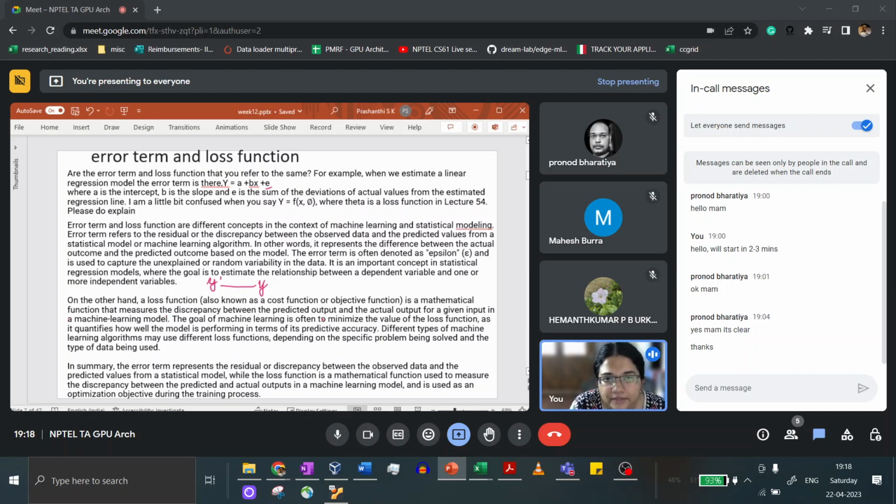Whereas the loss function, also known as a cost function or objective function, is a mathematical function that measures the discrepancy between the predicted output and the actual output for a given input in a machine learning model. The goal of machine learning is often to minimize the value of the loss function, as it quantifies how well the model is performing in terms of its predictive accuracy. Different types of machine learning algorithms may use different loss functions depending on the specific problem being solved and the type of data being used.